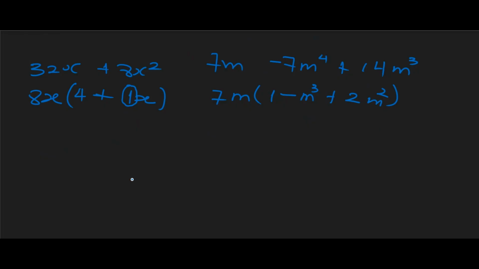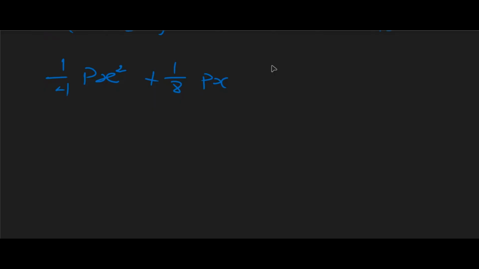We have 1/4 p squared plus 1/8 px. How do we simplify this expression? This time, the coefficients in front are fractions. So how do we do it? The same thing. We have 1/4, 1/8. What will be the highest common factor? That's going to be 1/4. And then we come to the letters, or the variable part.